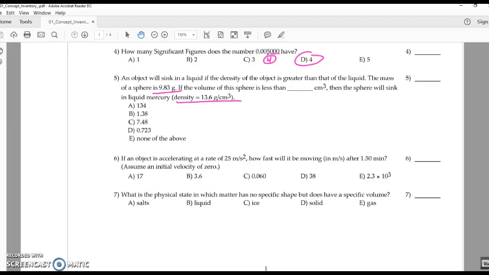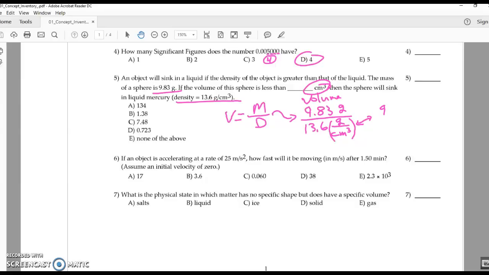Here's mass. Here's density. I'm looking for volume. Volume is equal to mass over density. We calculated this before. So 9.83 grams divided by 13.6 grams per centimeters cubed. This unit here, when we divide by a fraction, it's a reciprocal. Therefore, grams times centimeters cubed divided by grams will leave us with just centimeters cubed. So that's our volume unit.